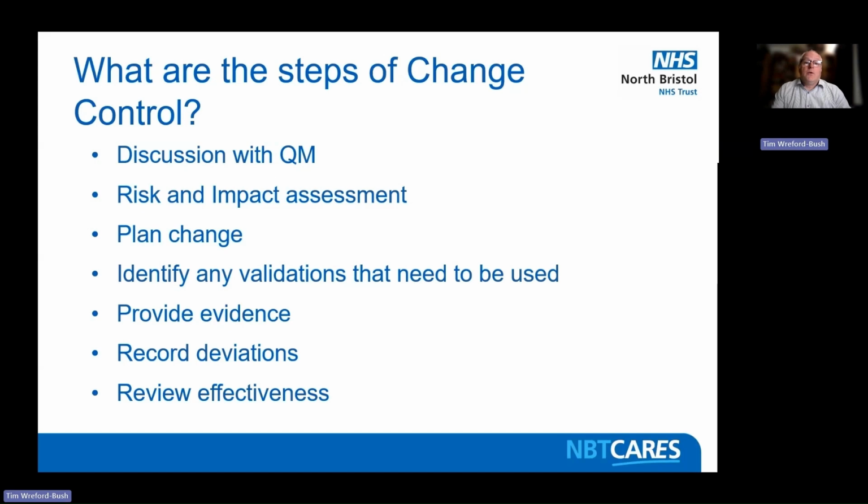So what are the steps to change control? You want to discuss with your quality manager. They are essential to this process. They will think of things you haven't thought of, and they'll offer you advice. Risk and impact assessment is one of the really big parts of this. You sit down and you think about it. I'll talk about it in a minute. And you come up with the risks, and then what the impact is going to be. Then you plan that change. You identify any validation that needs to be done or used. And then you've got to provide the evidence, record the deviations, and review effectiveness. And that's all part of the process.